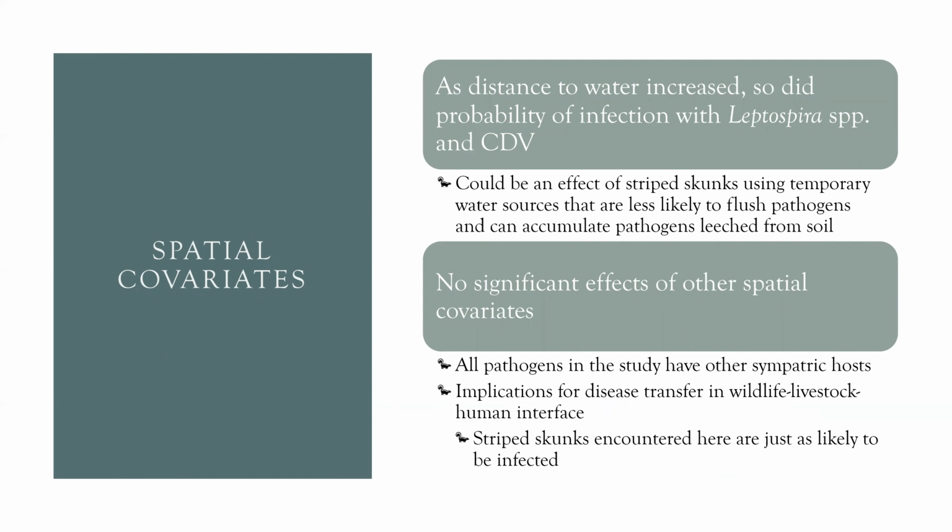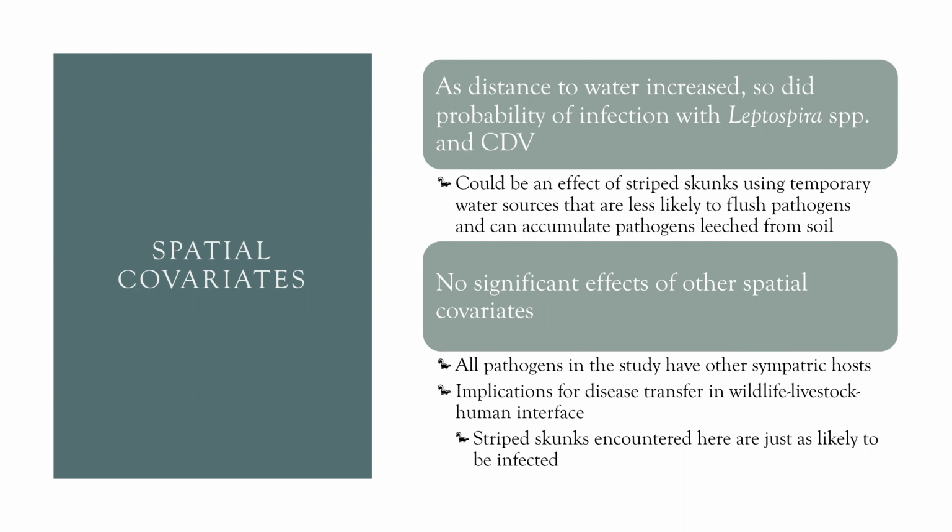So overall, with the spatial covariates, as distance to water increased, so too did the probability of infection with Leptospira or canine distemper virus. And I suspect that this could be an effect of striped skunks using temporary water sources, so puddles and pools that accumulate along roads, because these types of water sources would be less likely to flush pathogens, and they could also accumulate pathogens that are leaching out from the soil.